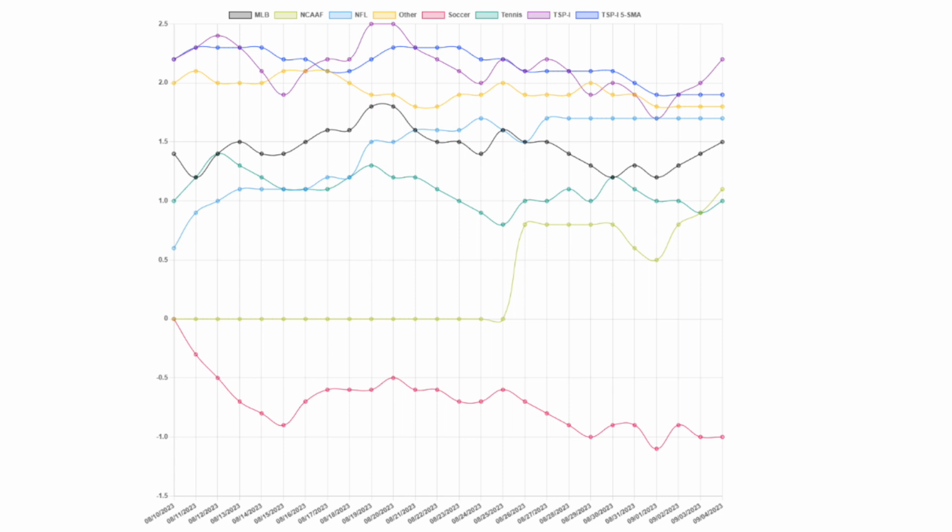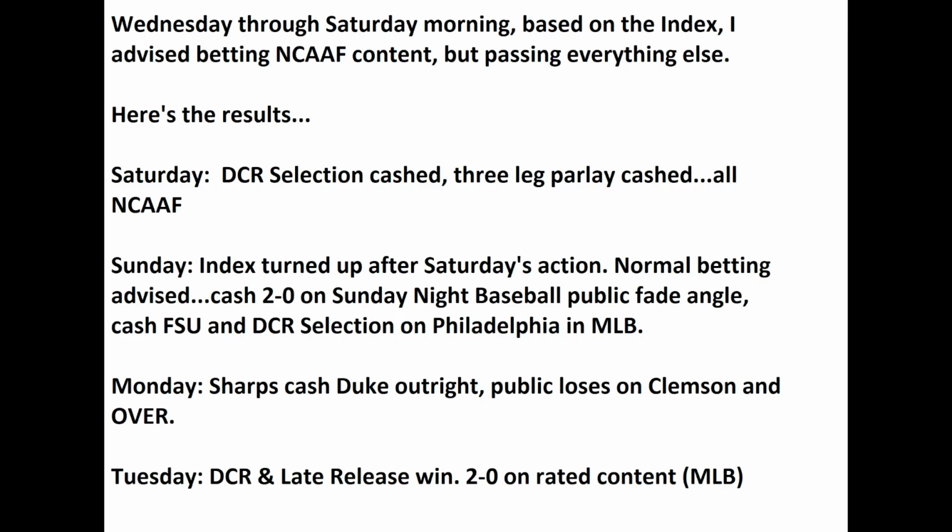Where are we today with the TSP Index? We're in the same uptrend that began on Saturday and remains in place today. How has the content performed since the turn on Saturday and after the downtrend last week? Well, take a look at the slide for specifics. Wednesday through Saturday morning, based on the index, I was betting NCAA football content but passing everything else.